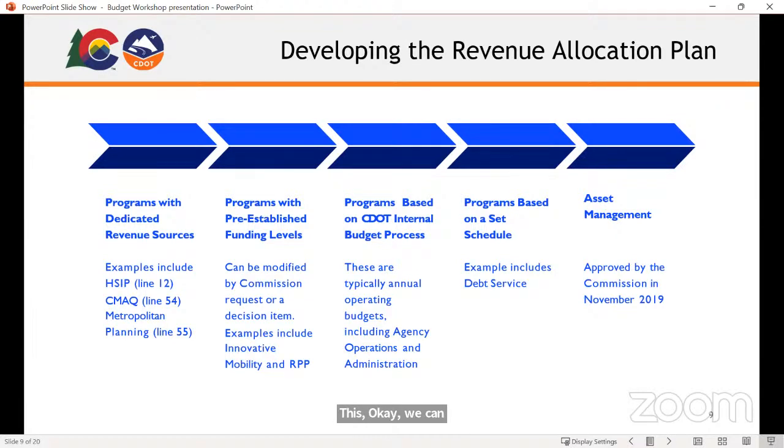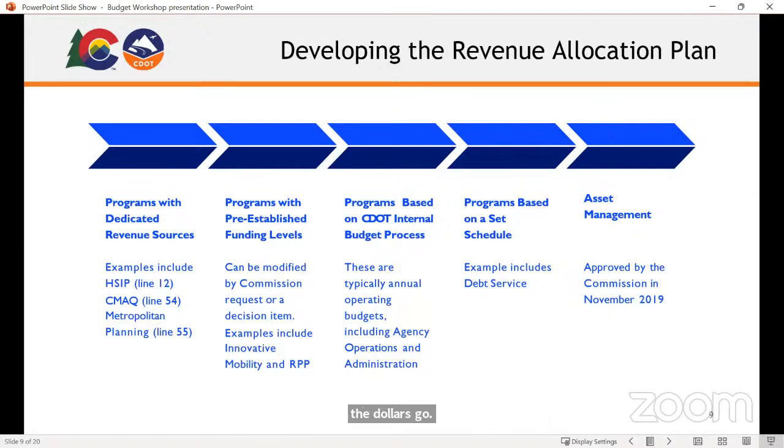All right. Developing the revenue allocation plan. So I said I would give you a little more detail on exactly how we take the revenue and put all of the puzzle pieces together into this sheet to come up with where the dollars go.